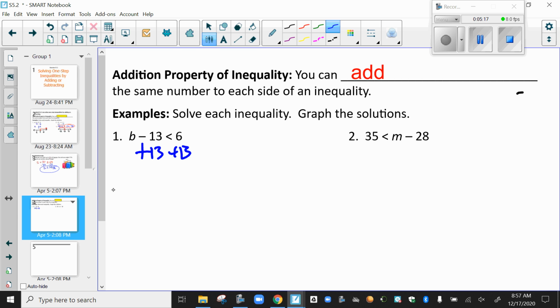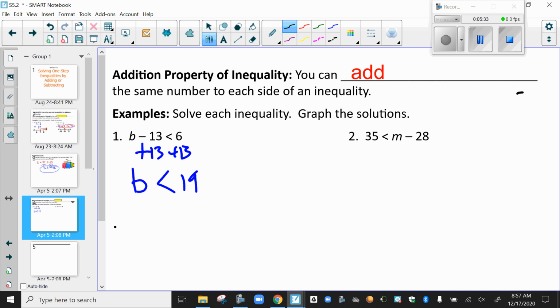I'm going to finish this question. I don't think I finished the last one. I think I have to graph it, so we'll go back. So b plus 13 is less than 6. So we're going to add 13 to both sides. B is less than 19.